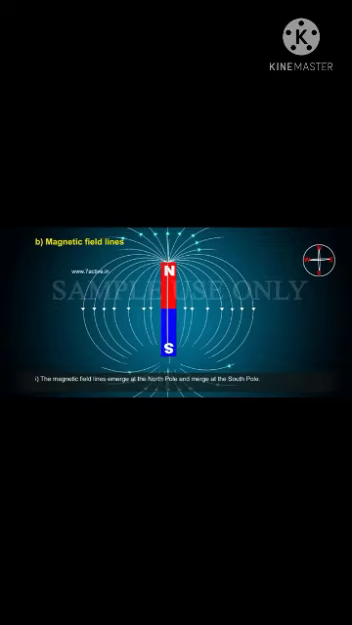The number of magnetic lines of force at a particular point determines the strength of the magnetic field in that region. Magnetic force is a vector quantity.